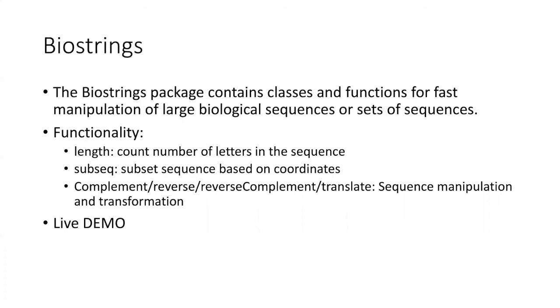You can use the lens function to count the number of letters in the sequence. You can use subseq to get a subset of a sequence based on coordinates. So let's say you want to select only the first 10 base pairs of all the FASTA sequences you have, or you have a set of sequences and you want the complement or reverse complement, or you want to translate the nucleotide sequence to protein sequence. There are a lot of functions available for sequence manipulation and transformation. Just saying this is probably a little bit useless, so I will show you in real time in RStudio how to use this.